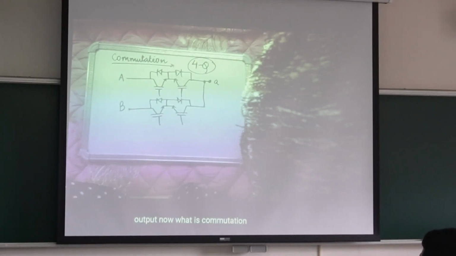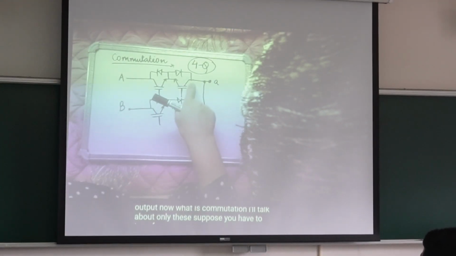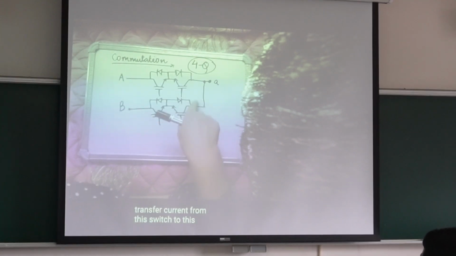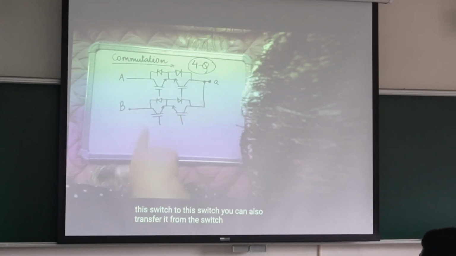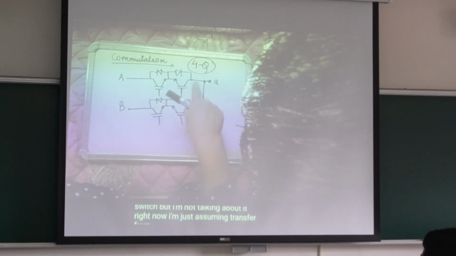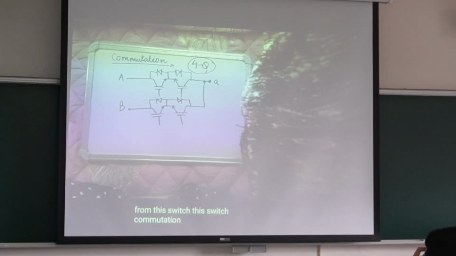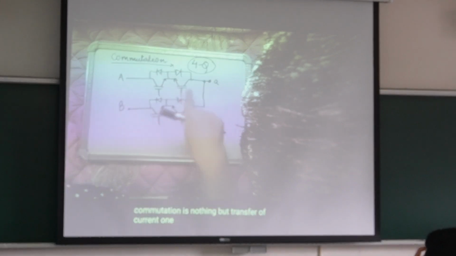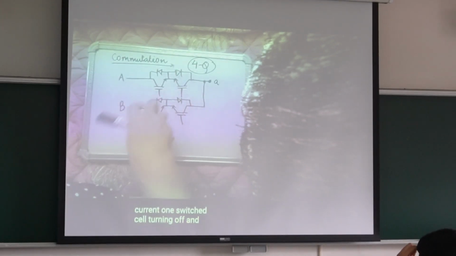Now, what is commutation? Suppose you have to transfer from this switch to this switch. You can also transfer it from this switch to the C switch, but I'm not talking about it right now. I'm just assuming we transfer from A to B, from this switch to this switch. Commutation is nothing but transfer of current: one switch cell turning off and the other turning on.